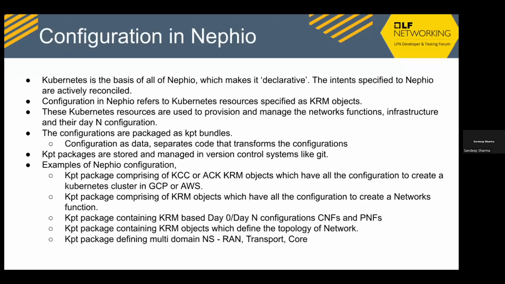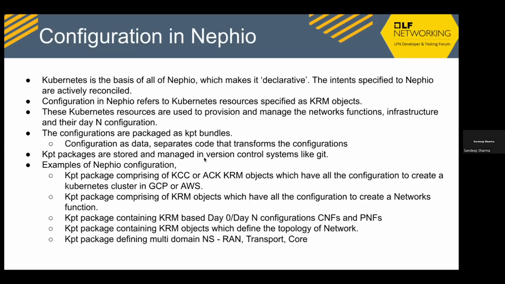So configuration in Nephio. By now we all know that Kubernetes is the basis of all of Nephio, which makes it declarative. And the configuration in Nephio are the KRM objects. These Kubernetes resources, the KRM objects, are consumed in Nephio to provision the CNFs, or to provision the workloads, to provision the infrastructure, like what we saw in the previous demo, or to do the day-end configurations of the network service or network functions that we deploy. And configuration is a KPT bundle, like we now know already.